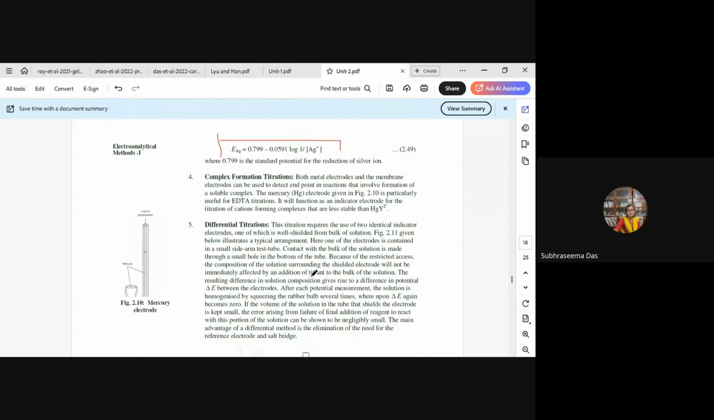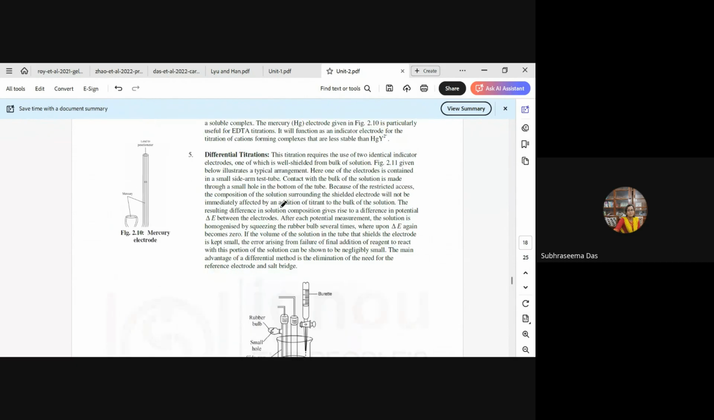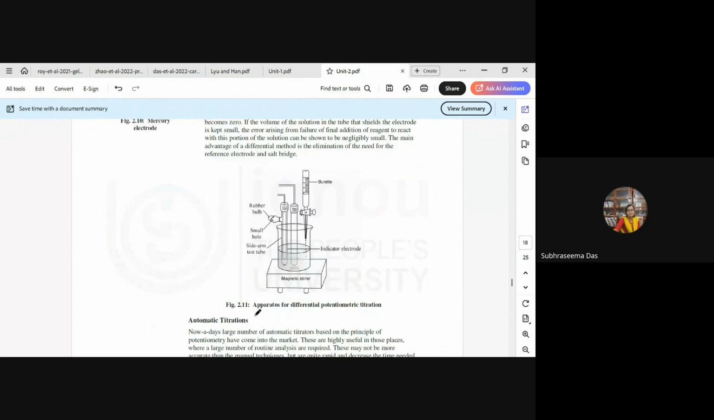Then complex forming titrations: both metal electrodes and membrane electrodes can be used to detect the endpoint in reactions that involve the formation of a soluble complex. Mostly these complex forming titrations are used with EDTA, and a mercury electrode has been used. Then differential titrations require the use of two identical indicator electrodes. Here in figure 2.11, this is a differential potentiometric titration. It has been shown here.